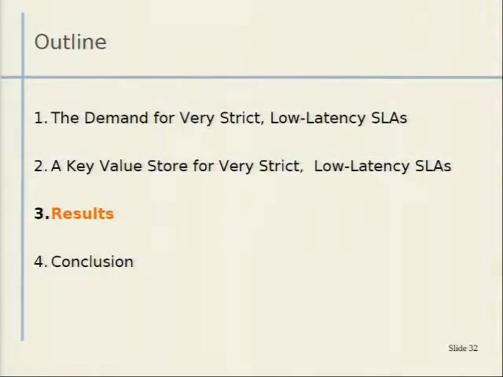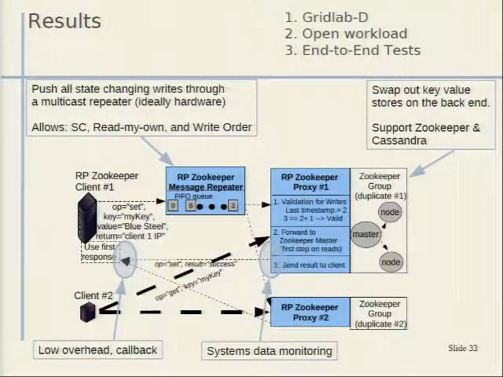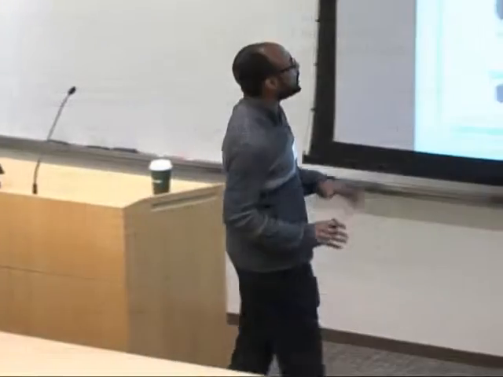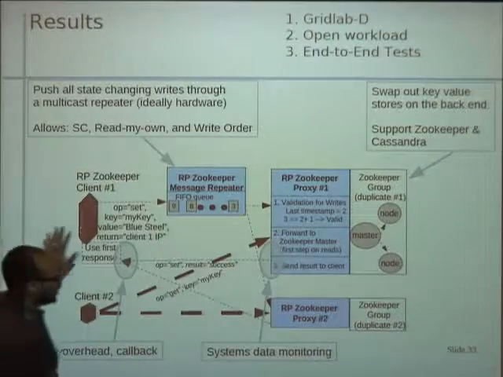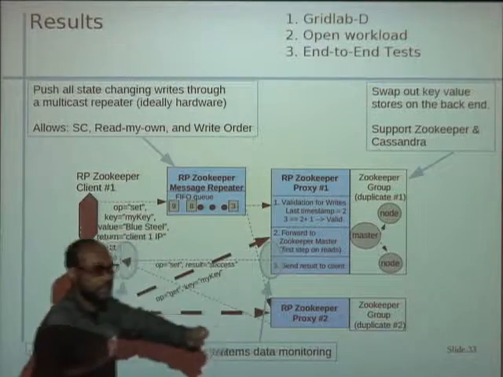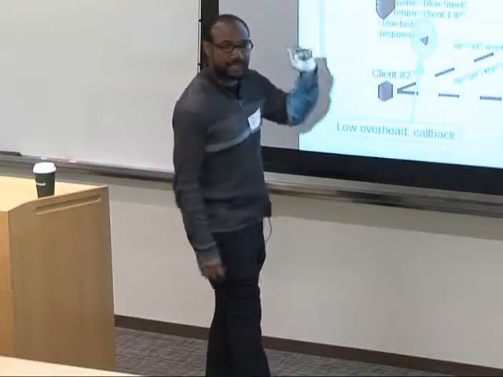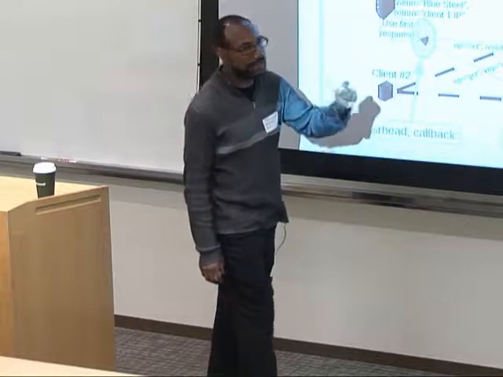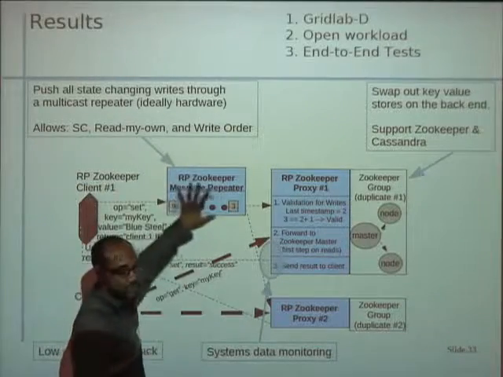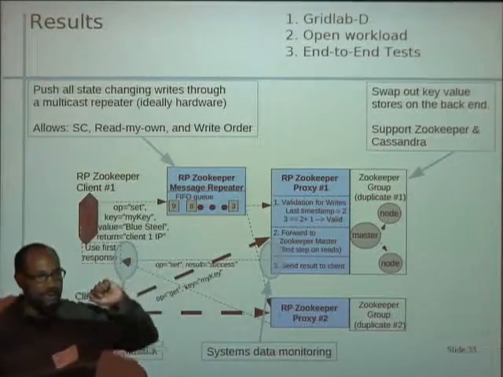All right, so big picture slide. I won't take any more questions just so I can finish in a couple of minutes. This is an early depiction of our implementation. The key idea to support writes and write order consistency is that we issue all writes through a multicast message repeater. Ideally, that would be in hardware. We did it in software, and we still got pretty good performance results.